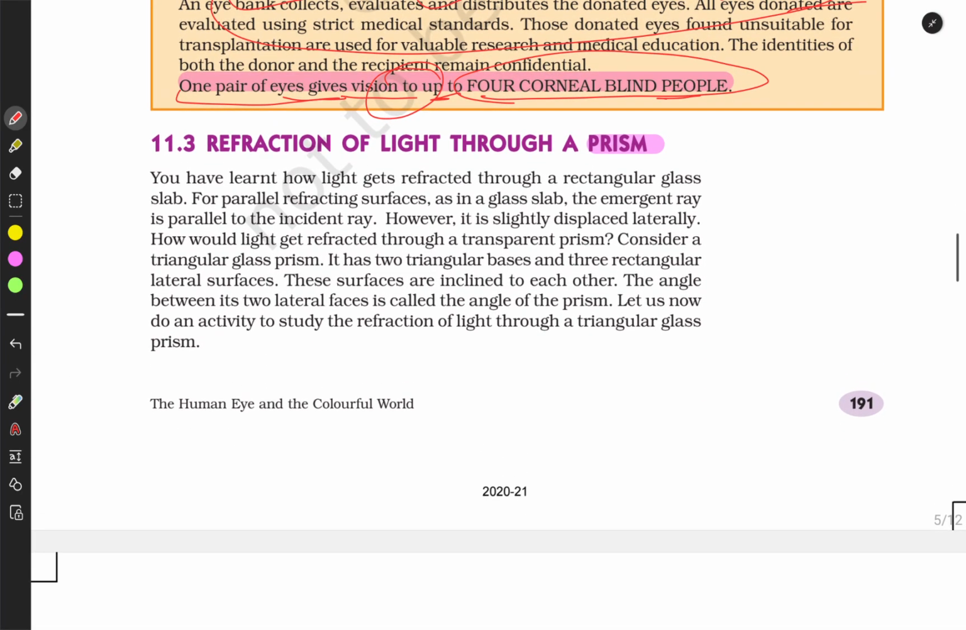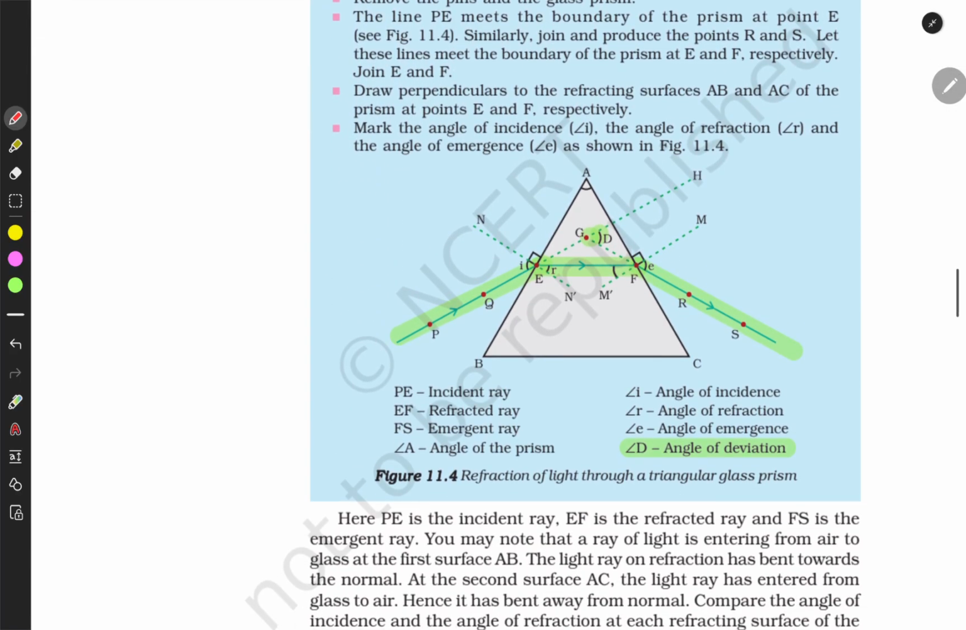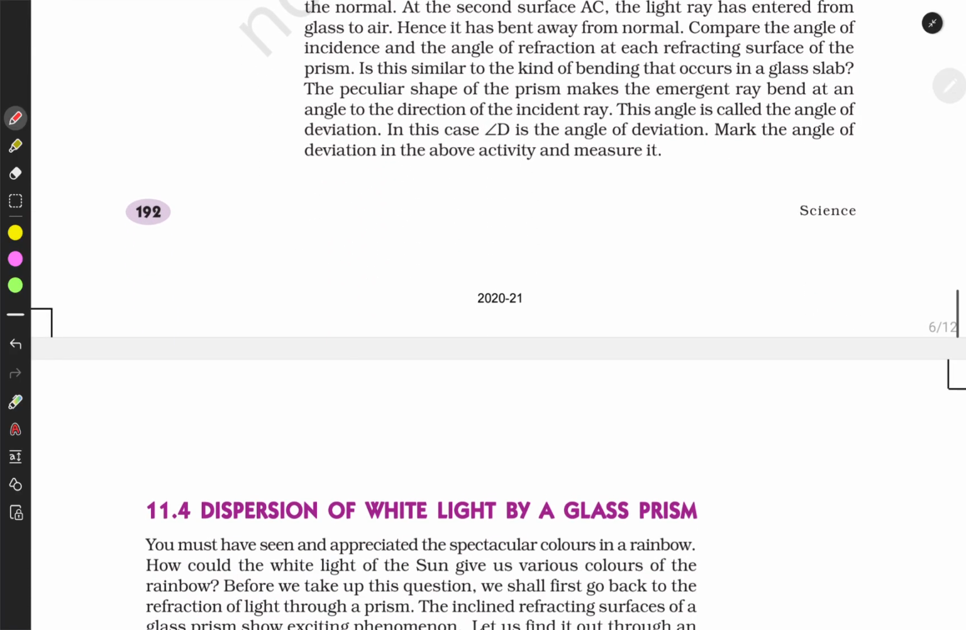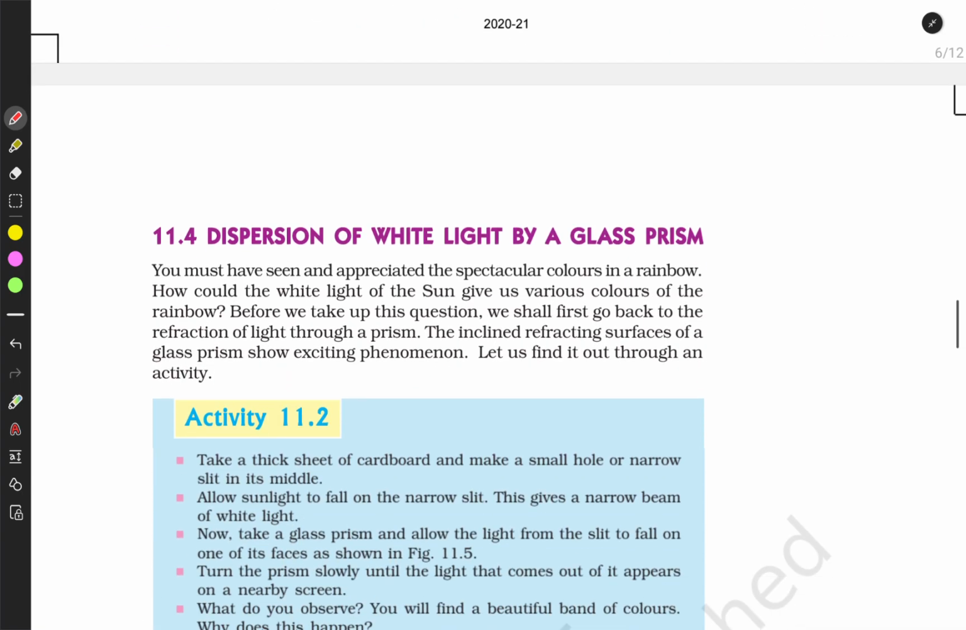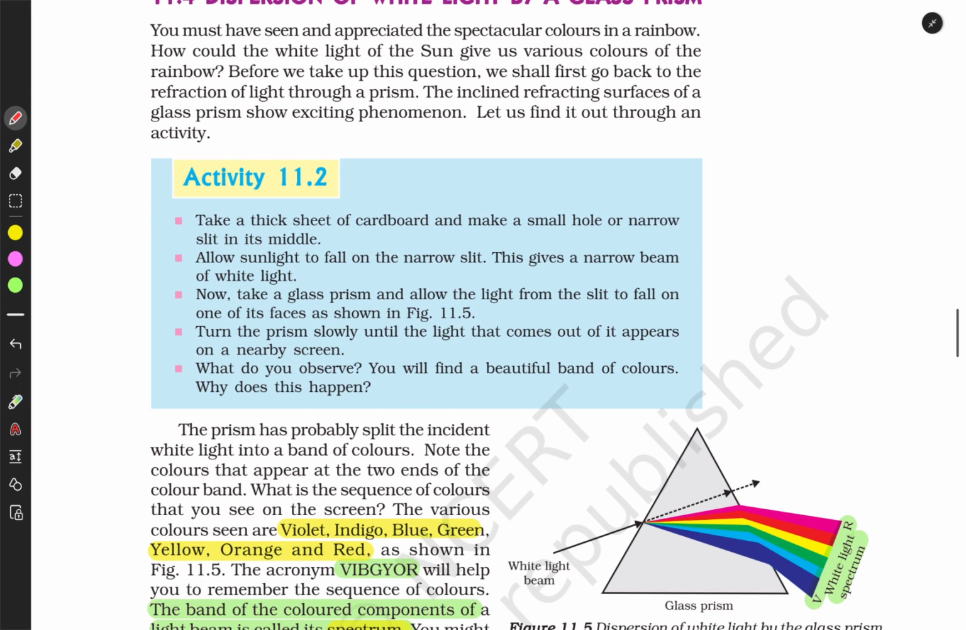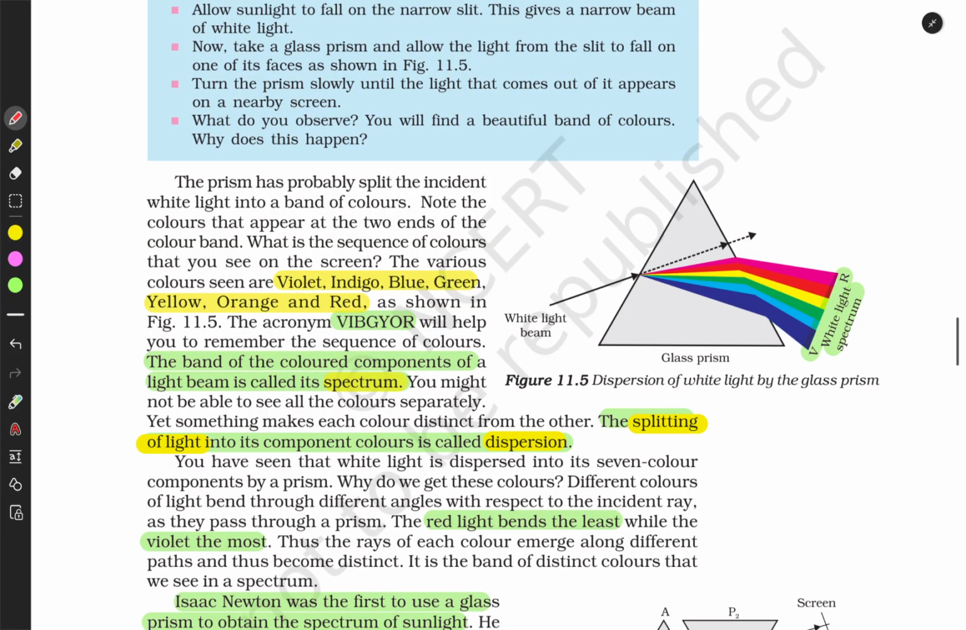Now we talk about the dispersion of light through a prism. We have studied how light works. Now we will study different phenomena, like how a prism forms the seven colors, the rainbow formation, the blue color of the sky and all that.